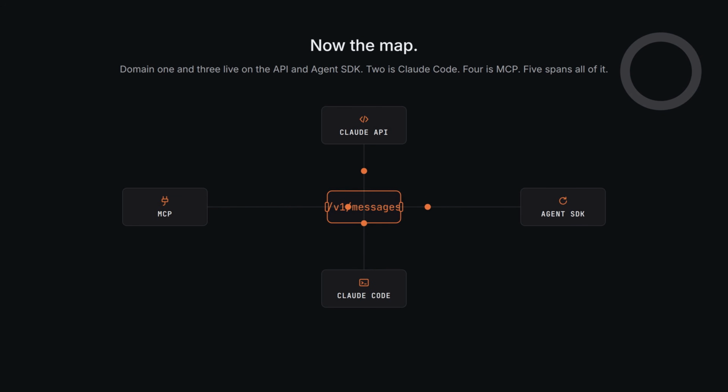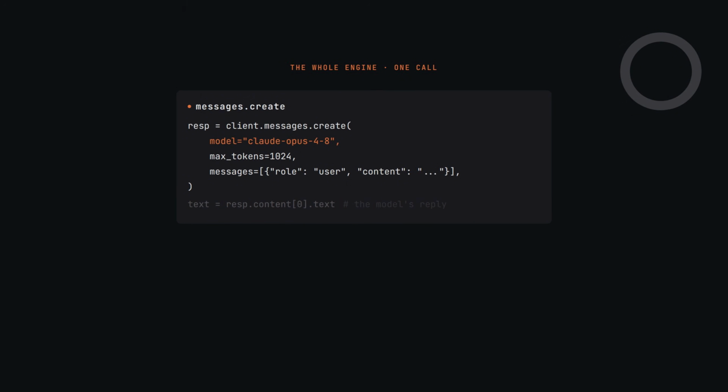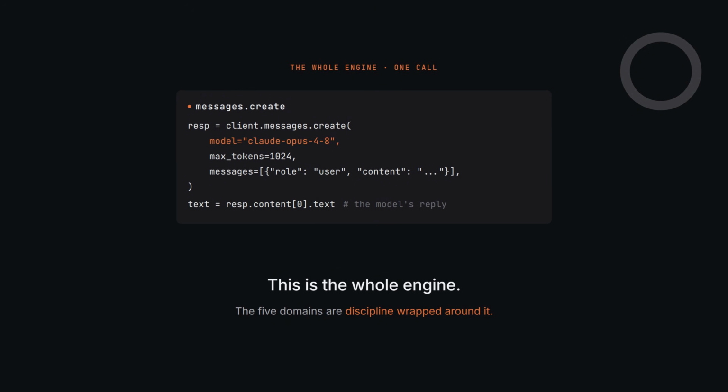Now the map. Domain 1 and parts of Domain 3 live on the API and the Agent SDK. Domain 2 is Claude Code. Domain 4 is MCP. Domain 5 sits across all of them, because reliability is a property of the whole system. Hold that picture in your head, and every scenario the exam throws at you is just a question about which surface owns the broken behavior.